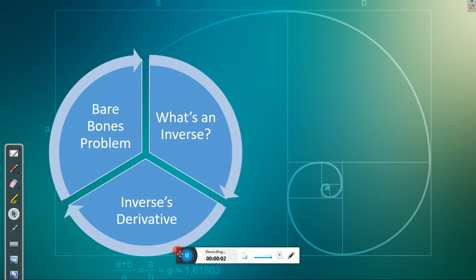Hello and welcome to Calculus tutorial. We are going to take a look at something new, inverses. And then, because this is calculus, inverse derivatives.